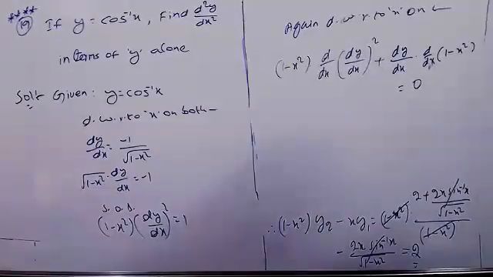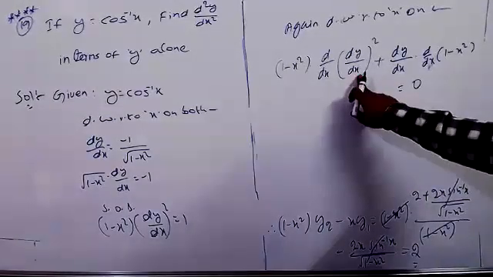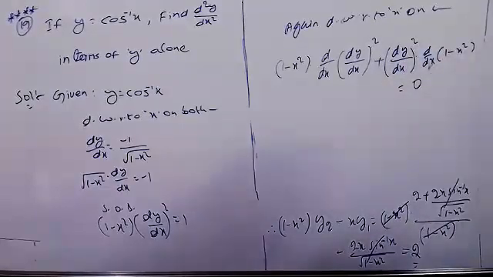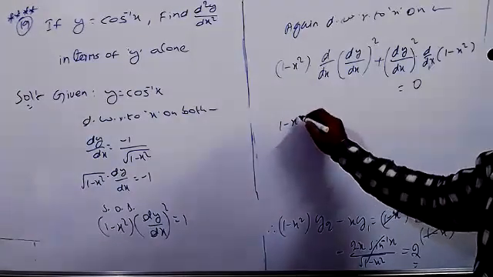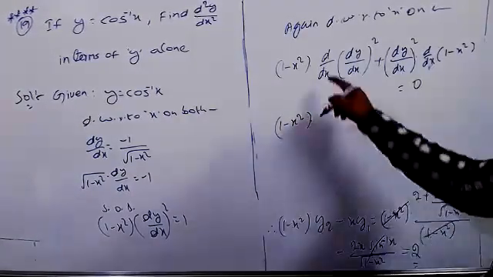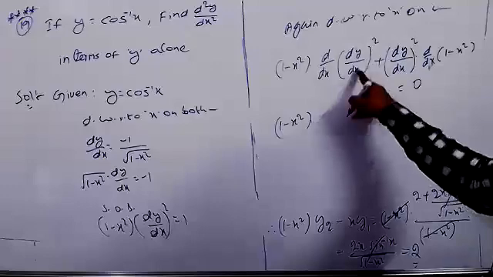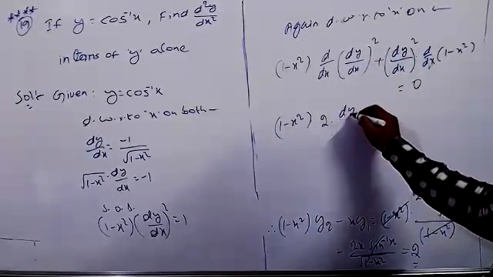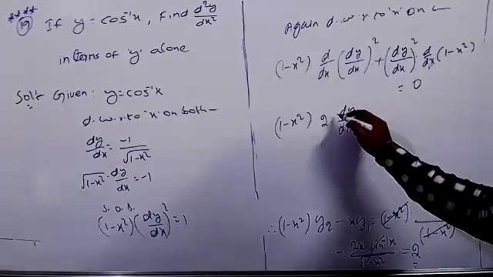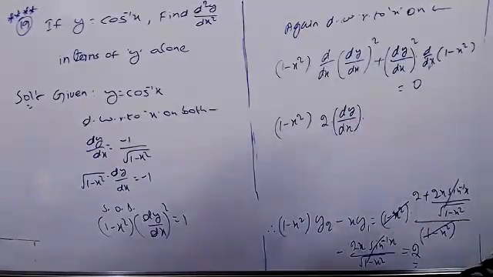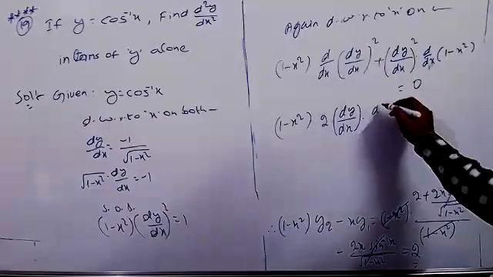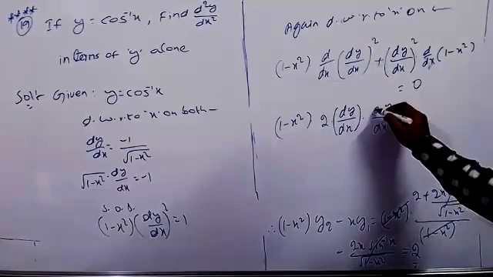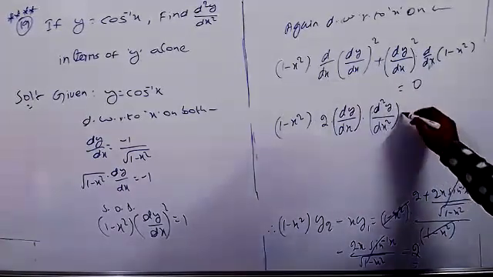Sir, dy by dx whole square, no, sir? This is the whole square. Next to that, sir. Here whole square. Okay, whole square. So 1 minus x square into the differentiation of dy by dx whole square, it's like x power n. 2 into dy by dx into again the differentiation of this value, what do you get? d square y by dx square.